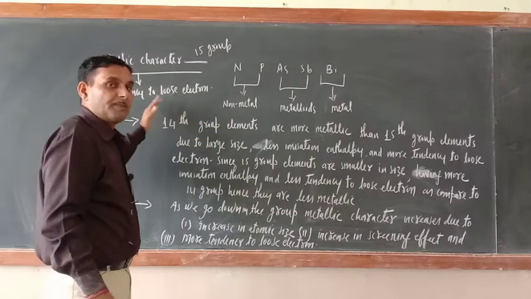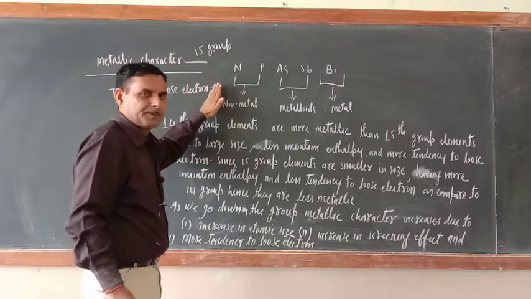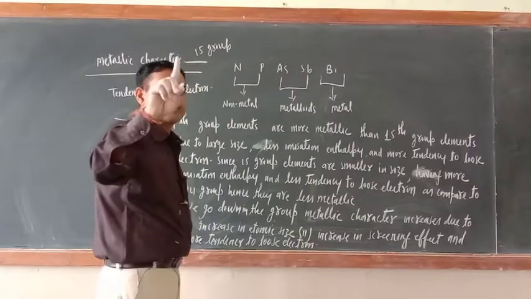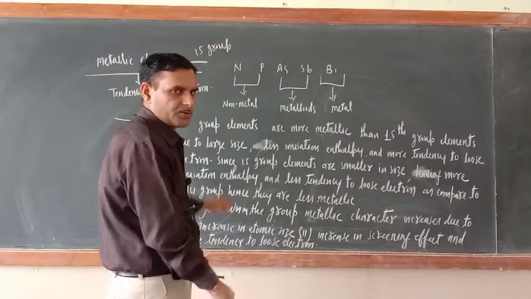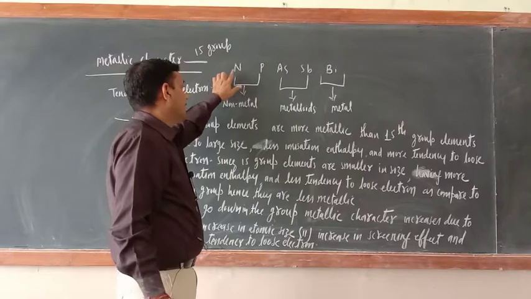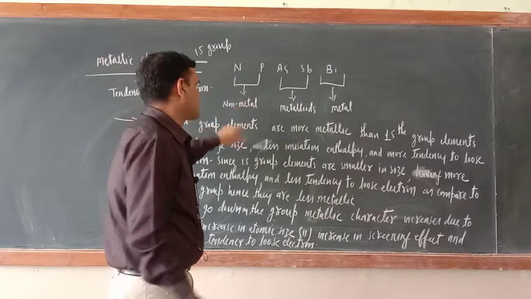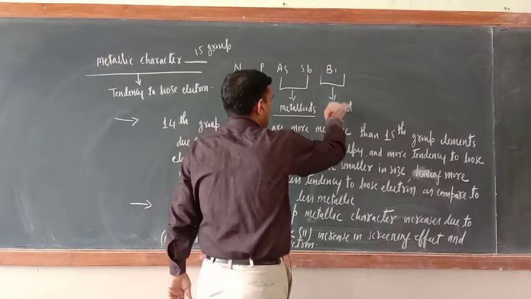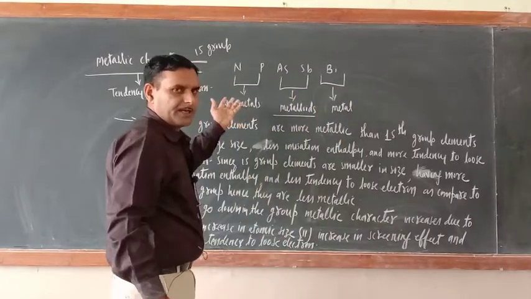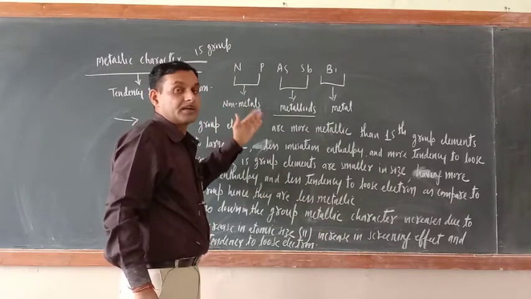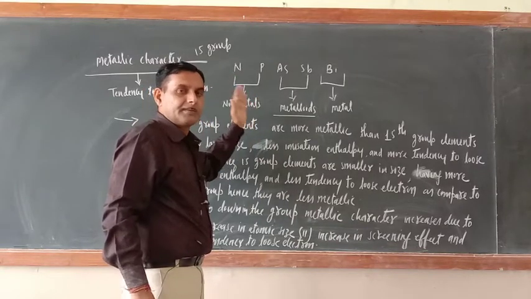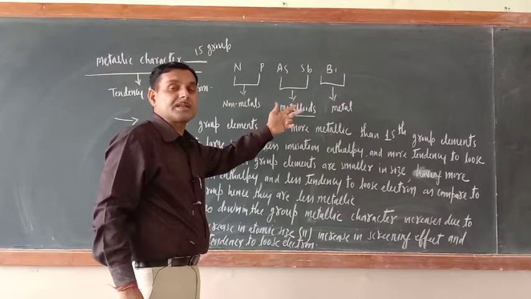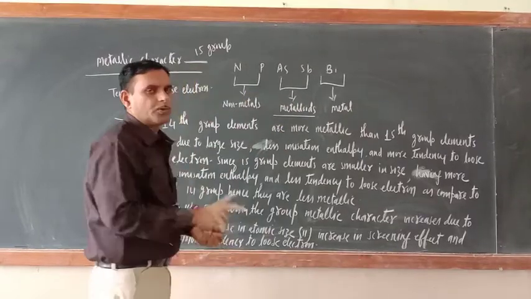Okay. So metallic character will explain the members of the 15th group: nitrogen, phosphorus, arsenic, antimony and bismuth. Nitrogen is the first element, bismuth is the last element. Just try to understand. Nitrogen and phosphorus are non-metals. Arsenic and antimony are metalloids, and bismuth is a metal. Down the group, metallic character is increasing because the first two members are non-metals, the next two are metalloids, and the last one is a metal. So here two questions will be there.